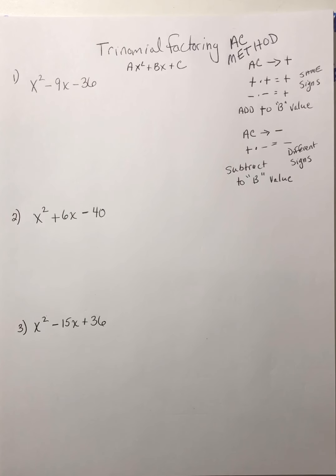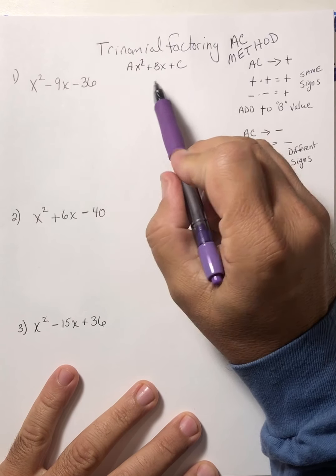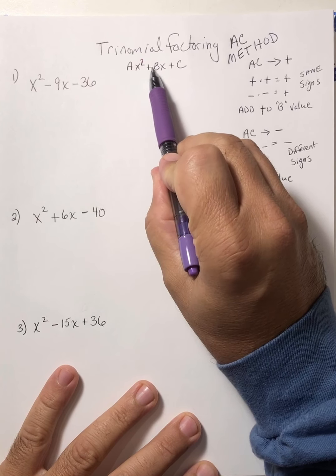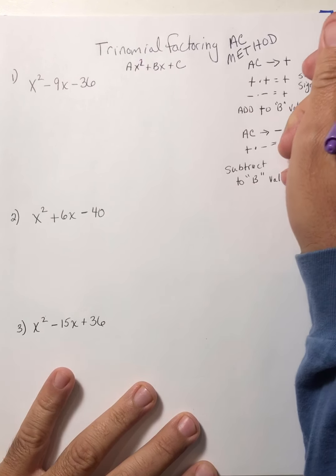Okay, Algebra 2. Today we're going to review or look at trinomial factoring. Those are expressions in the form of ax squared plus bx plus c. And we're going to show you what's called the AC method of factoring.